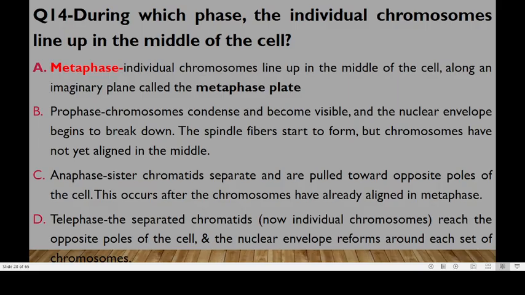Anaphase is a stage where sister chromatids separate and are pulled towards opposite poles of the cell. This occurs after the chromosomes have already aligned in the metaphase. Telophase, this is where the separated chromatids reach the opposite poles of the cell and the nuclear envelope reforms around each set of chromosomes.